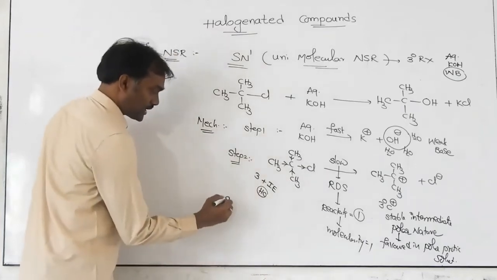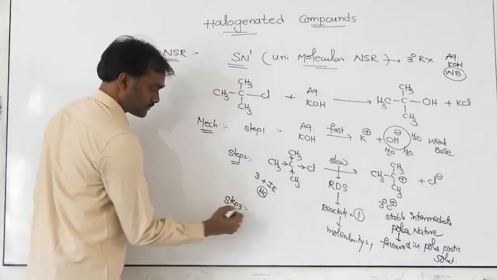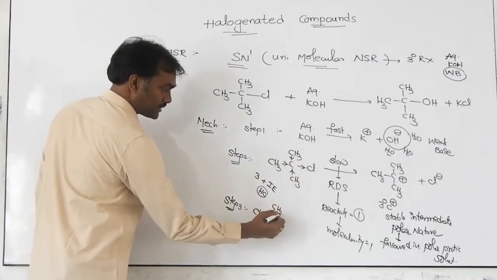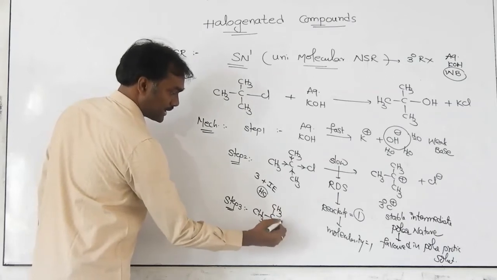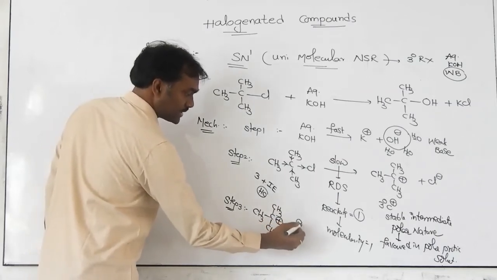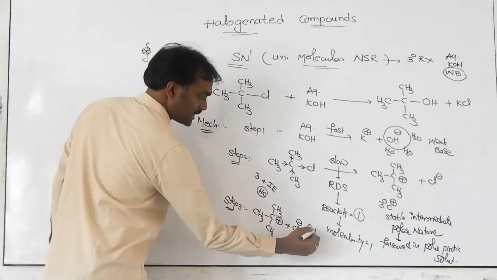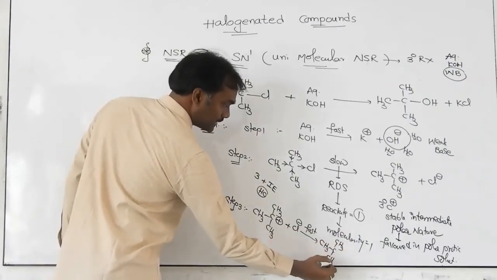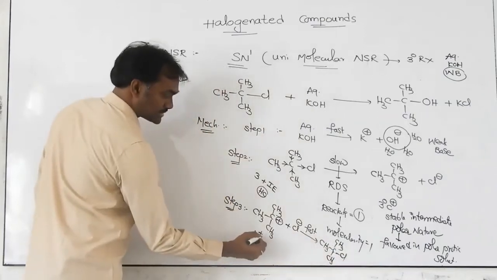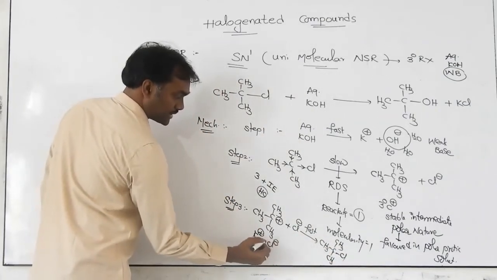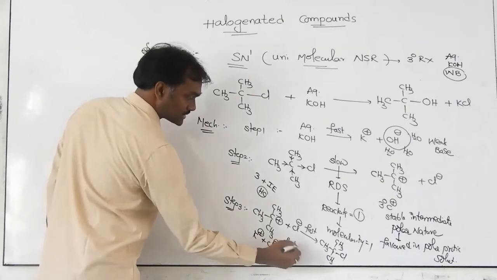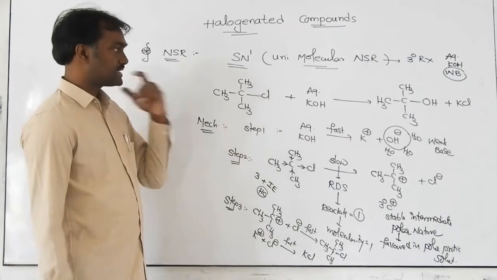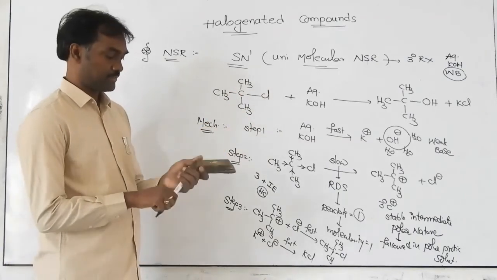So step 3, what happens? The tertiary carbocation reacts with Cl minus, so the reaction takes place fast. So you are getting a tertiary alkyl halide. Next, K plus is attracted to Cl minus, so the reaction takes place fast. You are getting KCl. So this is the step by step mechanism.